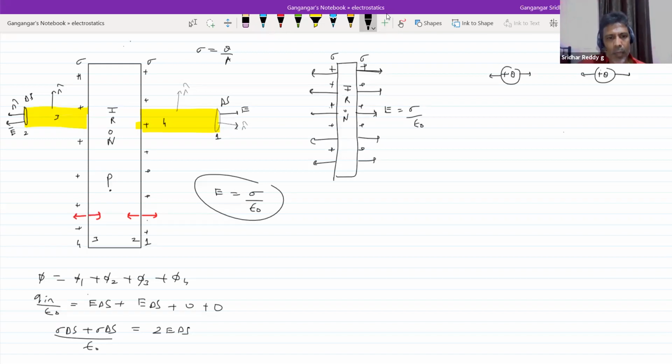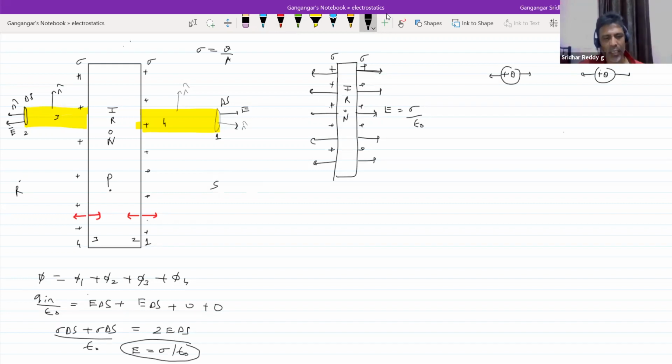So I'm interested in these points. So our answer is this much, no? I'll write it here, sigma by epsilon naught. Okay, now I'm interested in the points. So this is S, this is R. So what is the field at points S and R? It is equal to sigma by epsilon naught, that we know.